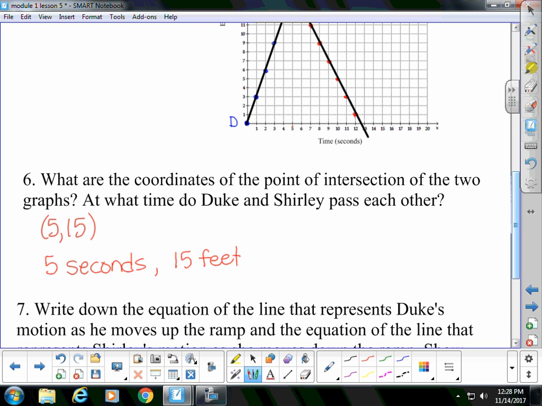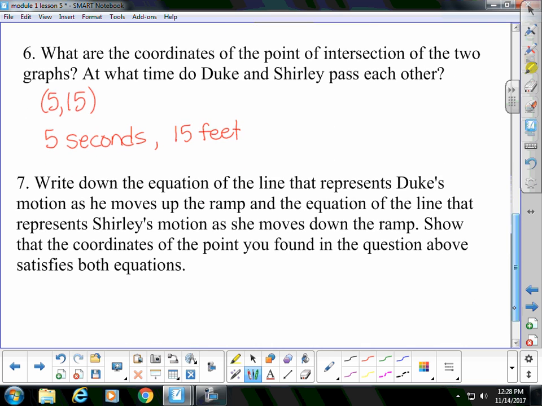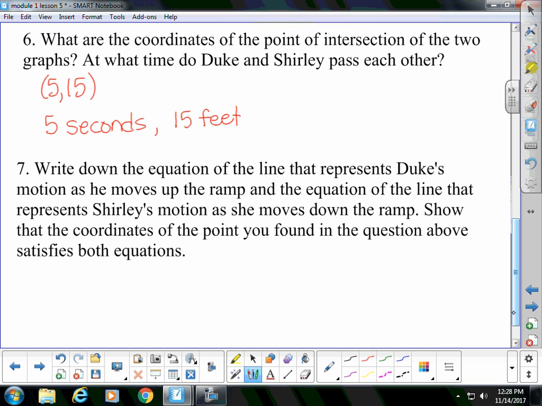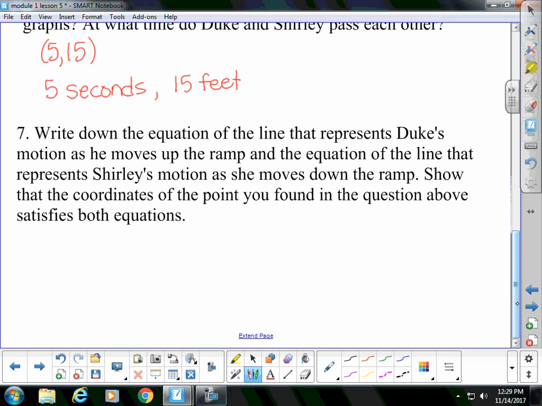So 5 seconds, 15 feet is when they're passing each other. That's what the 2 numbers represent. Okay, we're going to go one step further now with this, and it says write down the equation of the line that represents Duke's motion as he moves up the ramp. And then we're going to write the equation of the line that Shirley's motion is, and then we're going to actually show that that point works.